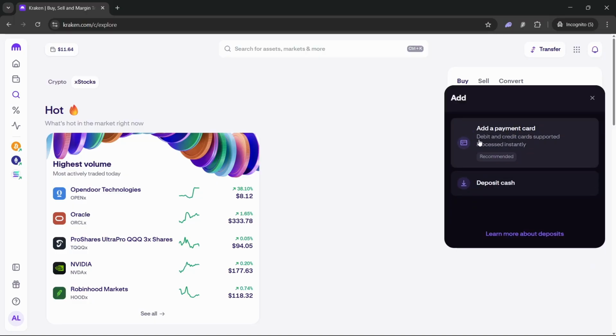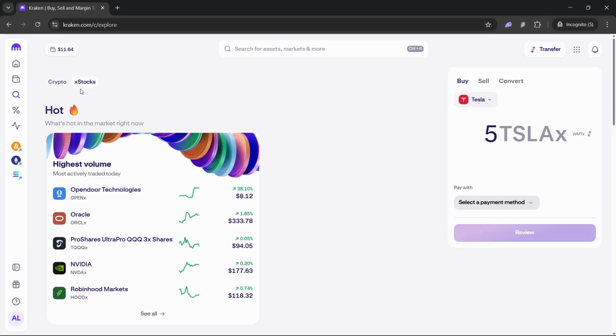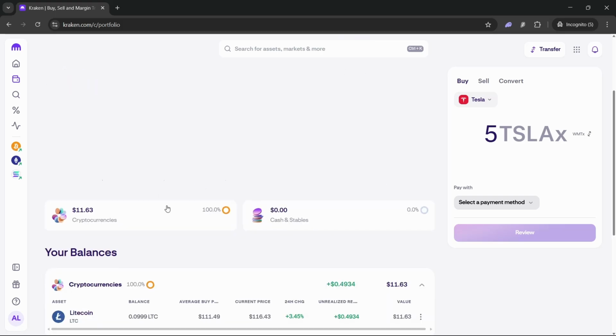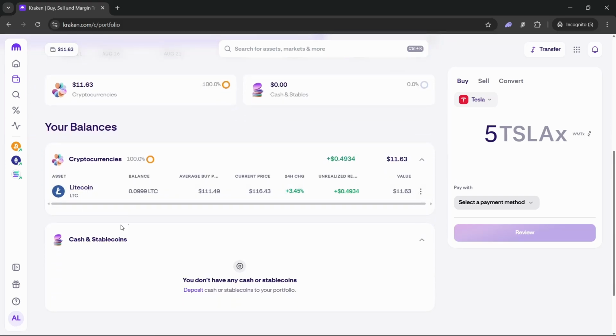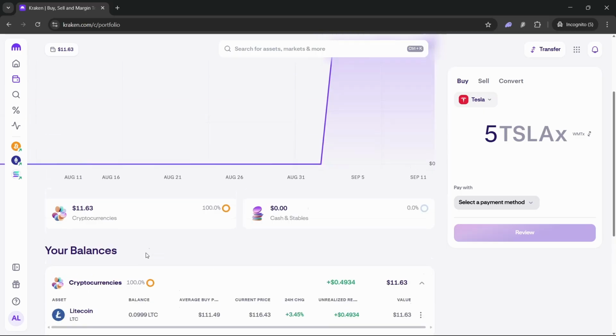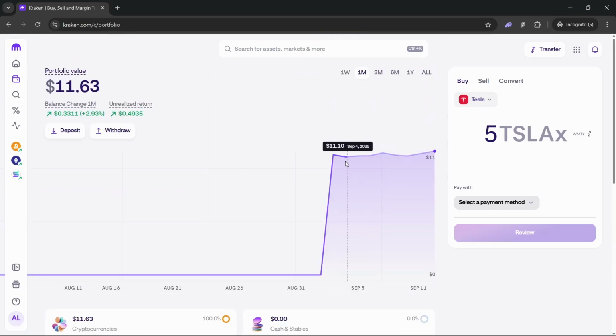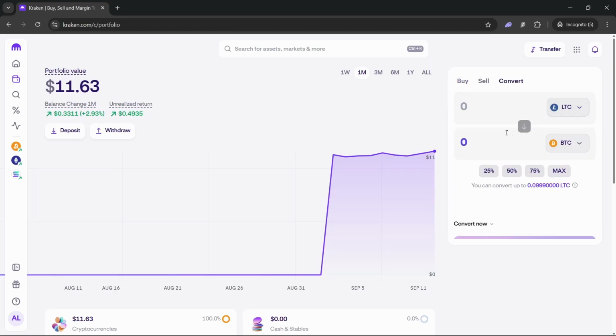You can either buy with debit or credit card, or you can deposit cash on your Kraken account if you don't have any cash yet. So in my case, if I go to my wallet, you will see how I only have Litecoin and I don't have cash, which will be the fiat currency, which can be USD, euros, any dollars, or whatever you use in your country. So if you want, you can even do it with crypto.